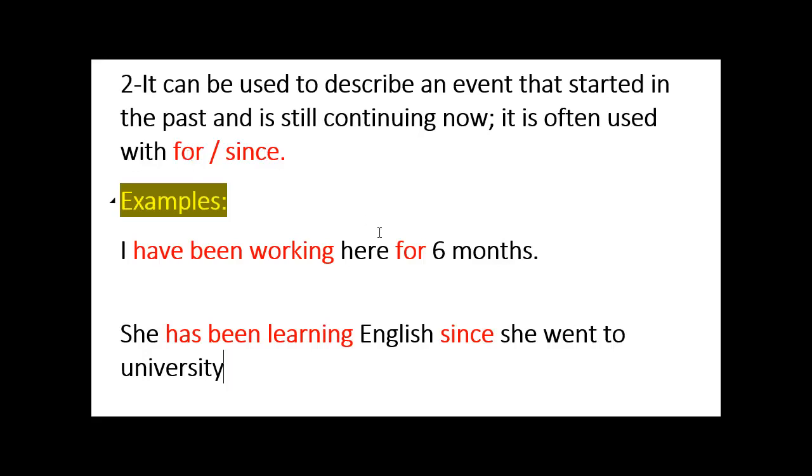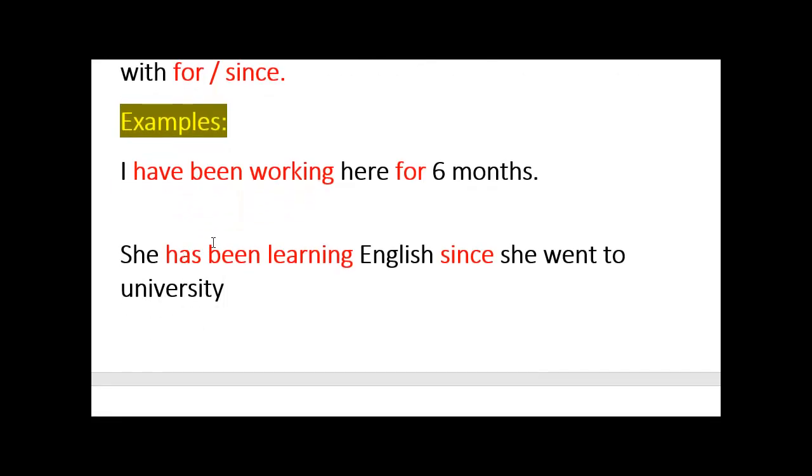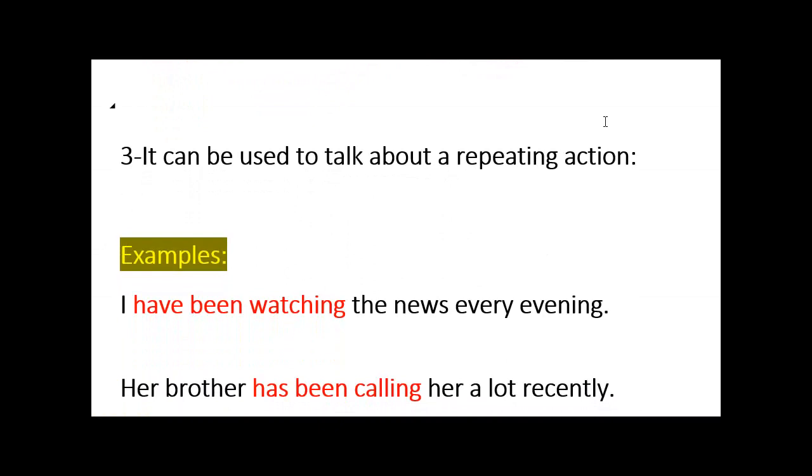When we find for or since in the sentence, it gives us a guide to what kind of tense it is going to be. It's going to be present perfect continuous. Don't forget, present perfect continuous, okay? Again, it can be used to talk about a repeating action.